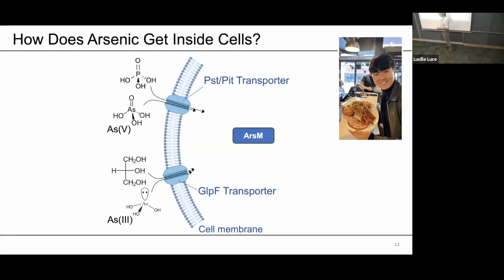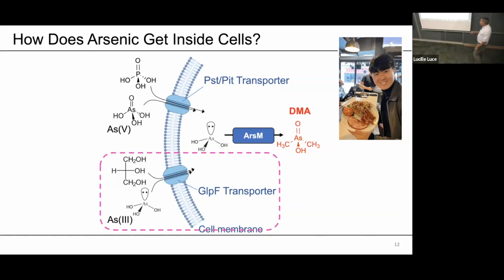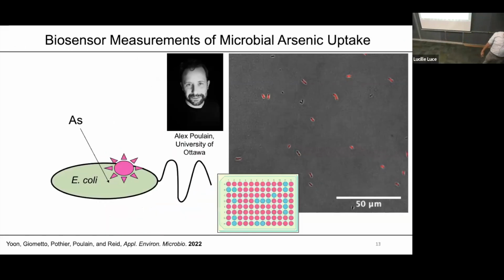GlpF transporters typically take up uncharged small carbon molecules like glycerol or glycine or sugar. So we decided to think about what's happening here, thinking about how arsenite gets into cells so that it can be methylated into DMA.